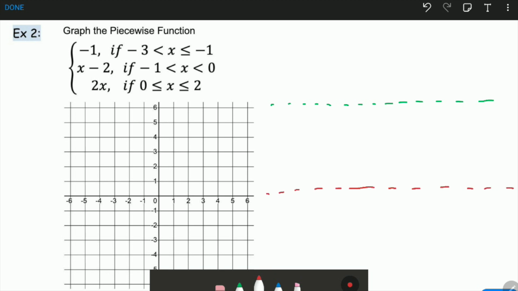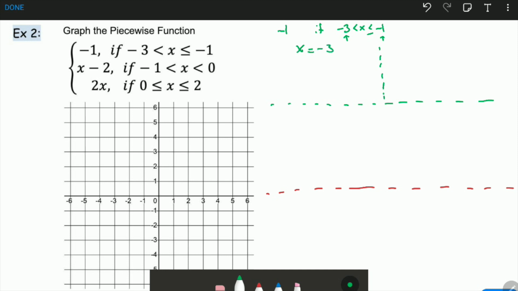There we go. So my first piece is -1 if -3 is less than x is less than or equal to -1. Since we have 2 endpoints, we're going to have to plot both of those. So we need to get the y values that go along with the x values. The first endpoint will be when x is -3.